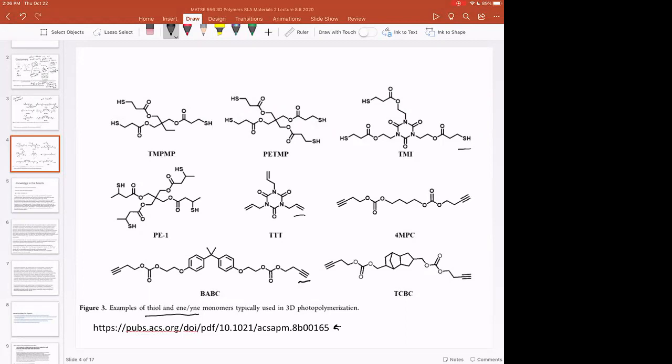And so this thiolene is UV active with a radical photoinitiator. So there's lots of thiolene chemistry out there.